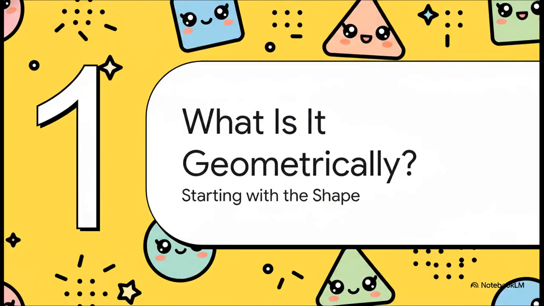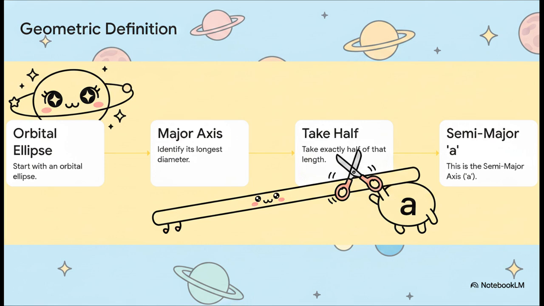All right, first things first. Let's just look at what this thing is geometrically. We'll get to the cool physics stuff in a minute, but for now, let's just start with the shape. Okay, so this is actually super straightforward. Just picture an orbital ellipse. The first thing you do is find the longest possible line you can draw straight across it, through the center. That line is called the major axis. Now, all you have to do is take exactly half of that length, and boom, that's it. That is the semi-major axis, and we usually just call it A.